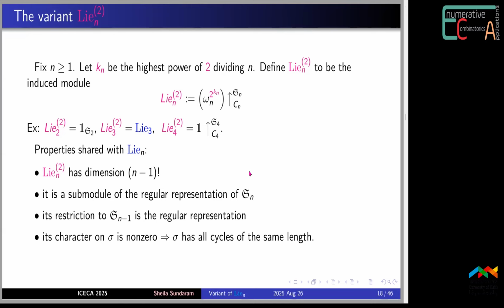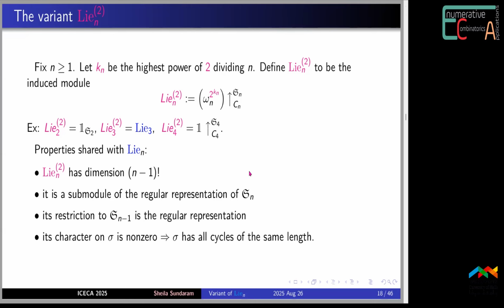All right, so here are some slightly less obvious observations. Lie_n superscript 2 is isomorphic to Lie_n if n is odd. It's the conjugacy action on the class of n-cycles if n is a power of 2. And it's Lie_n tensored with the sign if n is twice an odd number. The last one is really the only one that requires a little bit of calculation.